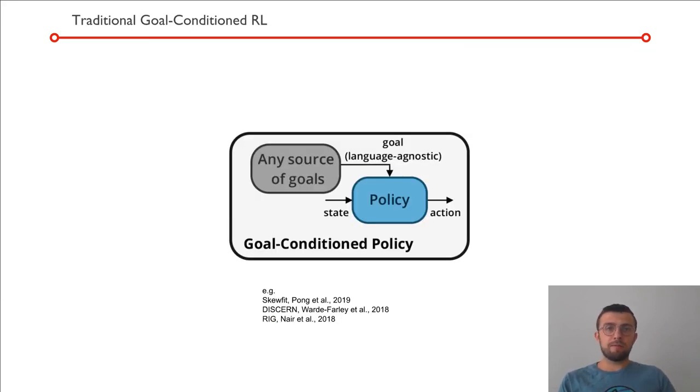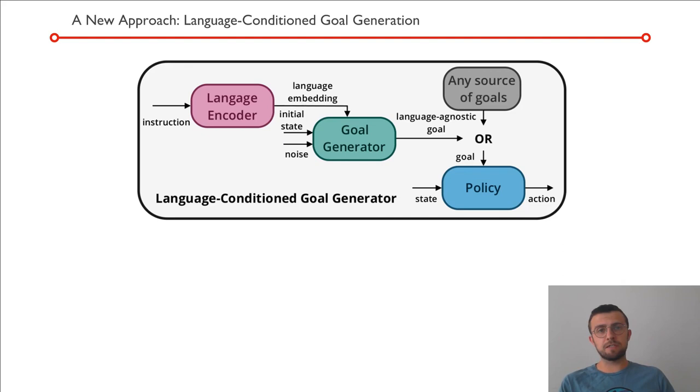In contrast, we have language-agnostic goal-directed agents that can do unsupervised training by, for example, targeting images sampled from a generative model, or by targeting states previously reached in their trajectory. Then they use some kind of distance-based rewards. We want to get the best of both worlds, and we propose language-conditioned goal generation.